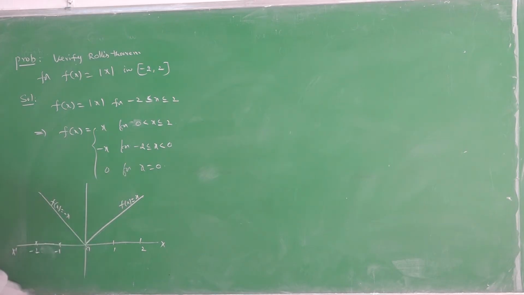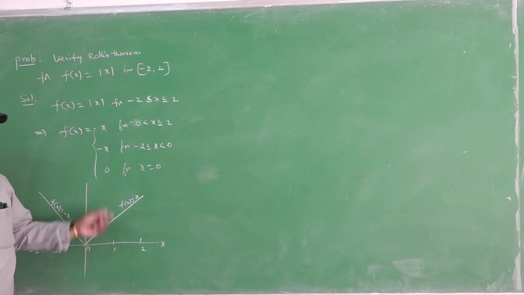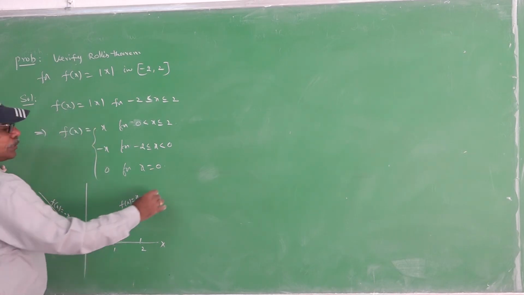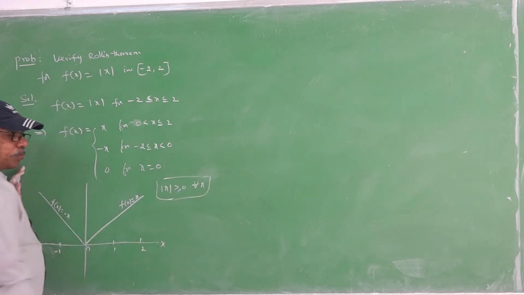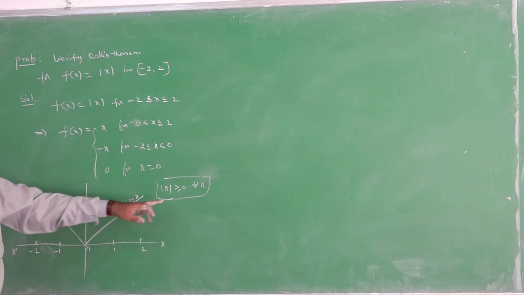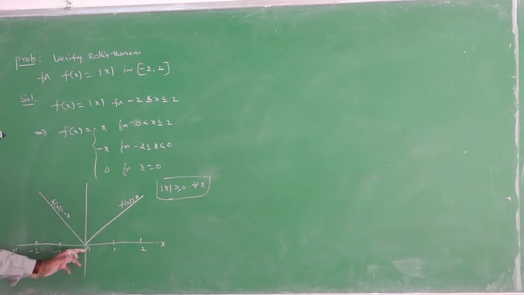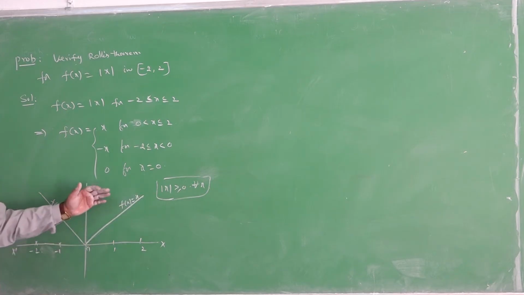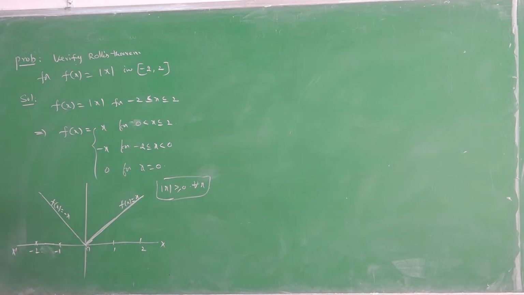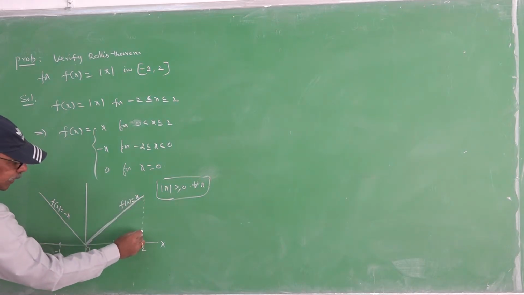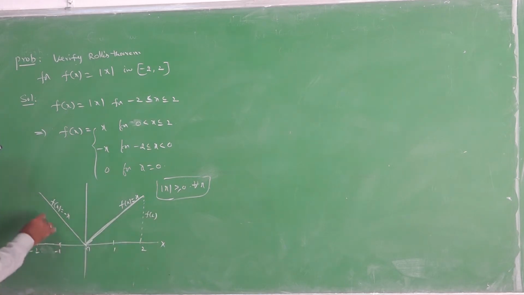It never crosses the x-axis. It never comes down to the x-axis, since modulus of x is always greater than or equal to 0 for all x. Modulus of x is either positive or 0. So the graph passes through 0 and is above the x-axis. It cannot come down to the x-axis. So this is the graph of the function. It is in a V shape. Once you consider f of 2, this length is f of 2. Similarly, f of minus 2, this length.